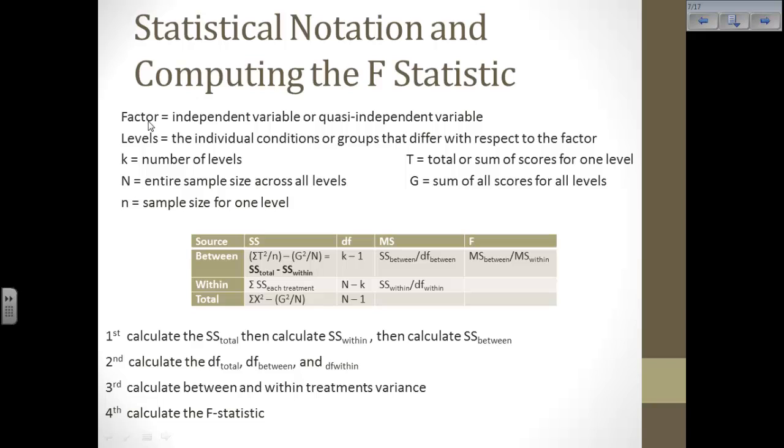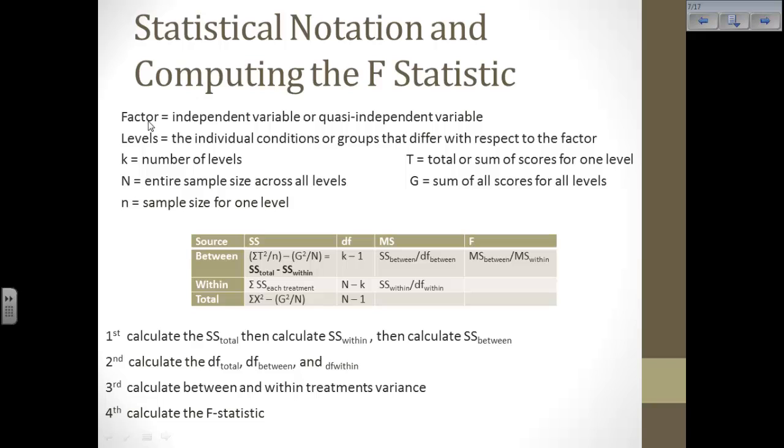Then levels is just the individual conditions or groups that differ with respect to the independent variable. So K just tells you the number of levels. So if you think about the benevolent sexism example where we thought that sexual orientation would predict benevolent sexism, well, sexual orientation is your factor, and there were 4 levels of that: bisexual, gay male, lesbian, heterosexual. And so K would equal 4 in that case.